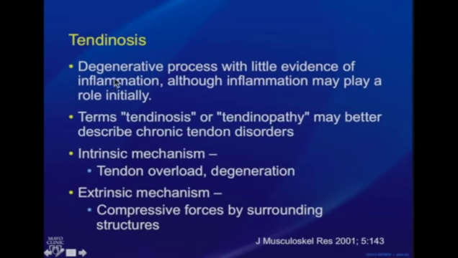So tendinosis is a degenerative process. However, there is very little evidence of inflammation, although inflammation may play a role in the initiation of the process itself. Currently, the terms tendinosis and tendinopathy are used to describe the chronic tendon disorders, and calling them tendinitis has somewhat fallen by the wayside. The intrinsic mechanism for tendinosis is tendon overload or inherent degeneration, sometimes just age-related. An extrinsic mechanism could be a compressive force due to a surrounding structure like an osteophyte or a spur or bone itself.